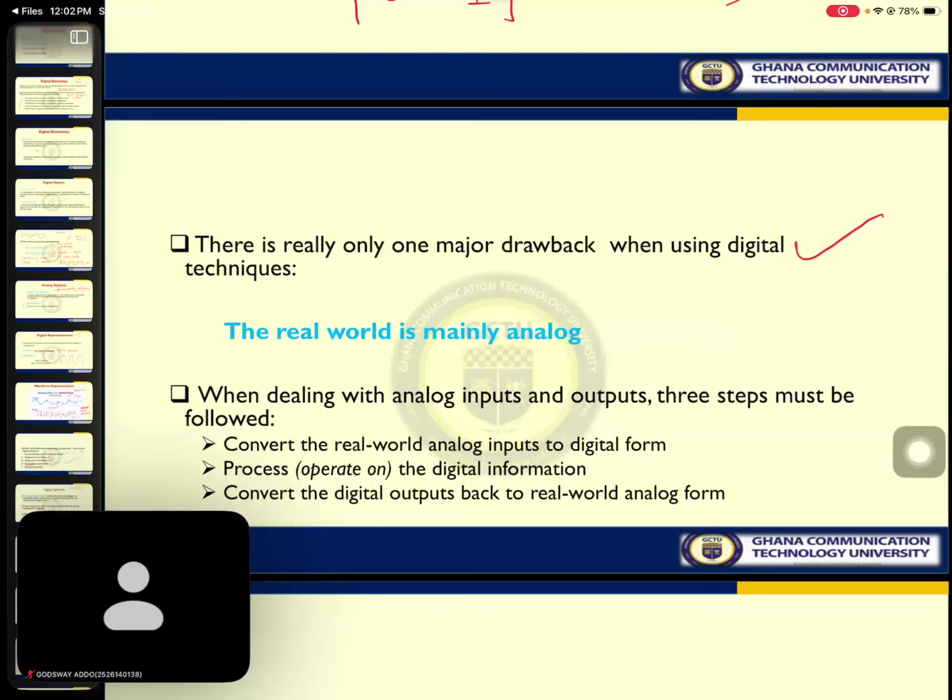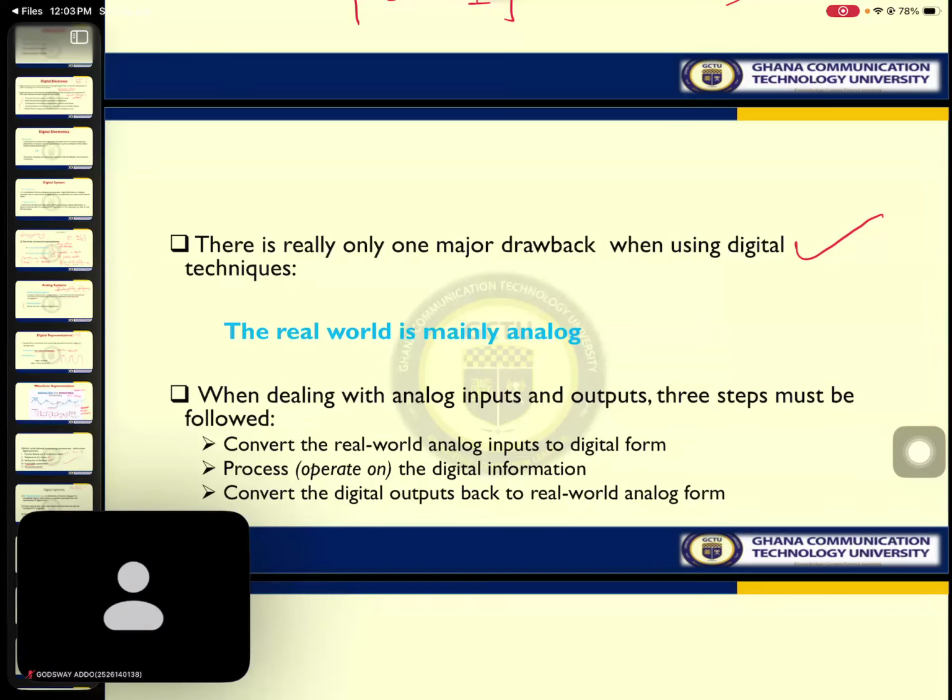Now, there's a strong statement here. There is really only one major drawback when using digital technique. Now, the major drawback of digital technique is the real world. The real world is analog, even though we are operating in a digital world. But the real world itself is analog. Let me explain further. Temperature, pressure, sound, light intensity, speed, distance, all these are analog. But the digital systems need digital data.